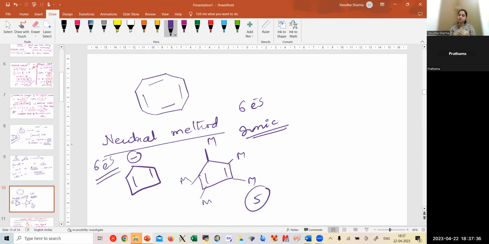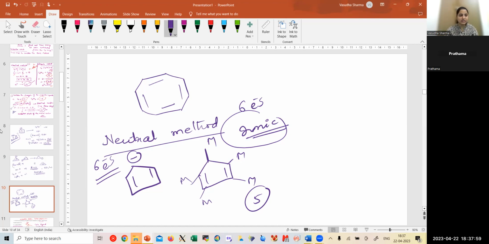Generally, when the neutral method is being considered, we just count the total coordination, with how many carbons it is coordinating, whether it is eta 1 or eta 3 or eta 5. That would be an odd rule in this C5. But when we are talking about the ionic system, then you need to include your charge also, which is making it aromatic. And that's why the 6 electrons comes into picture.